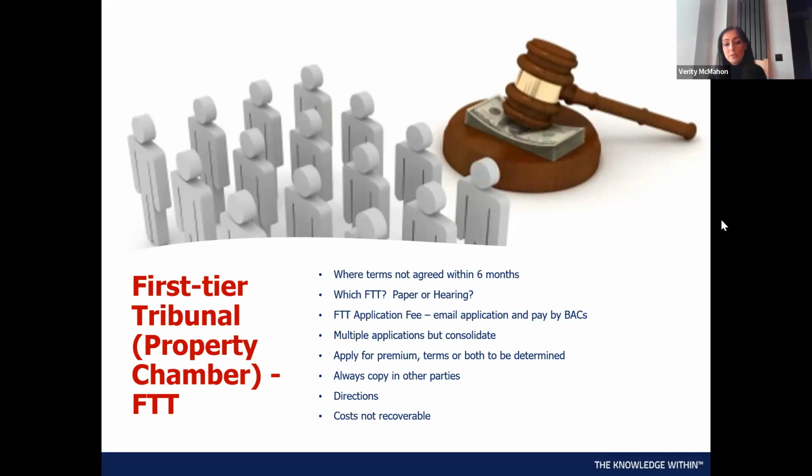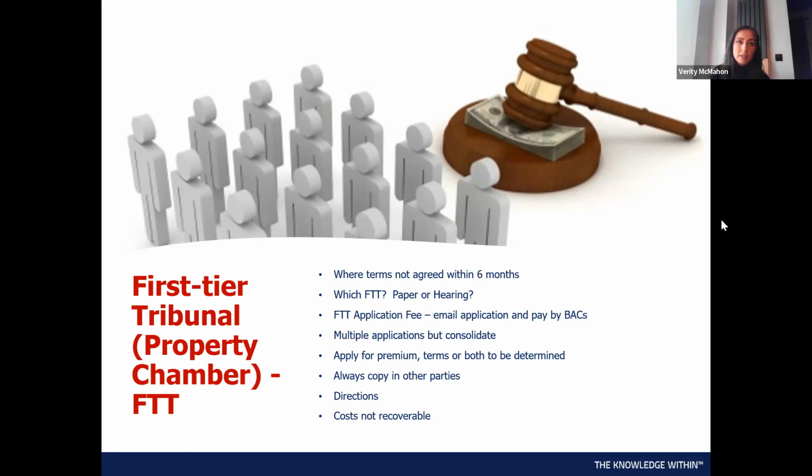As Pete mentioned, once the FTT have the application, they will issue directions, often to push negotiations through. They will set dates by which these things need to be done, such as exchanging valuations, providing a draft lease, etc. Costs for a First-tier Tribunal are not recoverable.